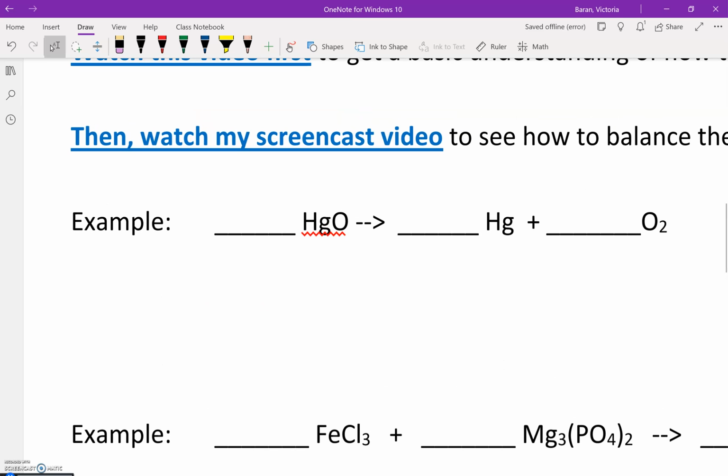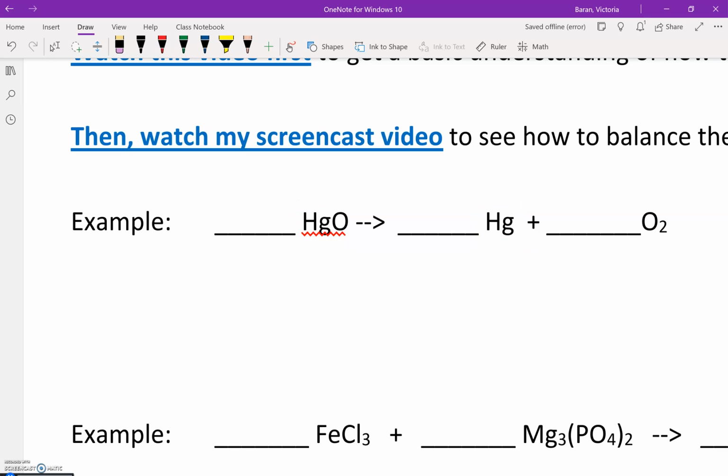So for this first example, we only have 2 elements, which is super easy. So let's start with Hg, which is mercury. So again, here's our arrow. We have to make sure we have the same amount of elements on either side of the arrow. So I have 1 Hg here and 1 Hg there.